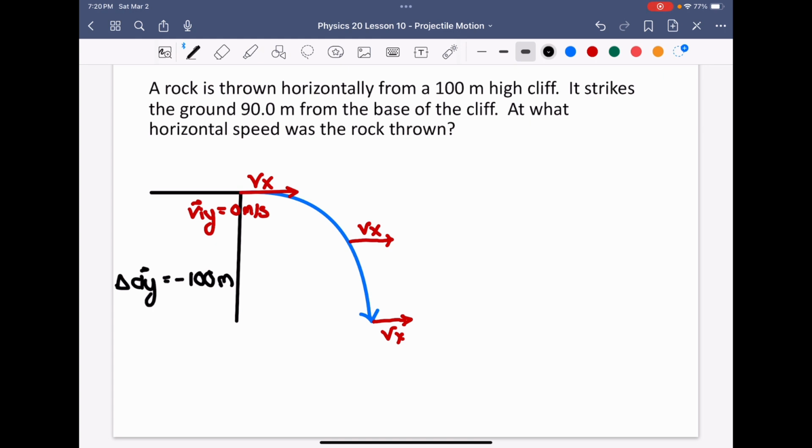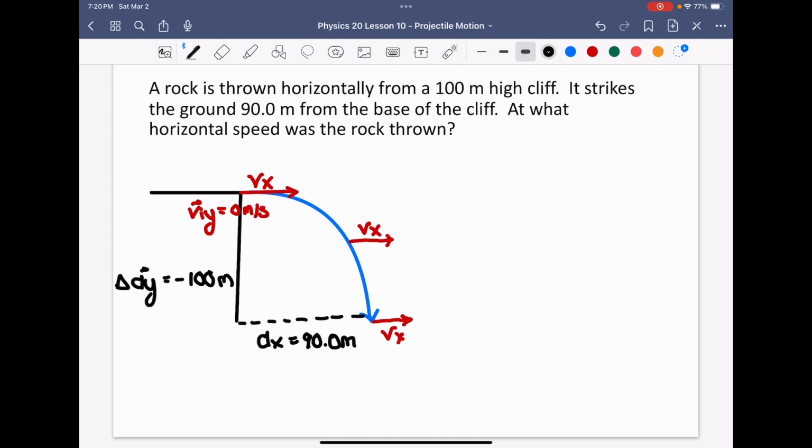It's falling 100 meters. Then the other part is we're going to draw in right at the very bottom here. They said that it is 90 meters from the base of the cliff where it strikes the ground. So to be more specific, I'm going to say that this is the distance in the X direction, which is equal to 90.0 meters.